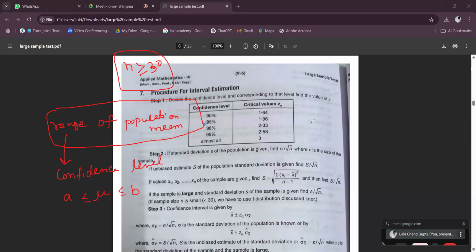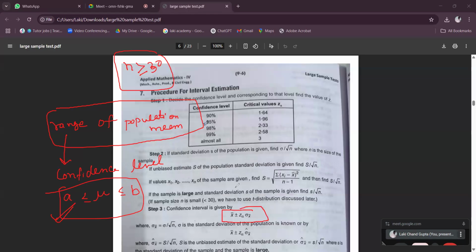Confidence interval, that is the range of, you can say, yes, you can say like this. Correct. But when standard deviation is given, right? Okay. This is the formula for finding confidence interval.